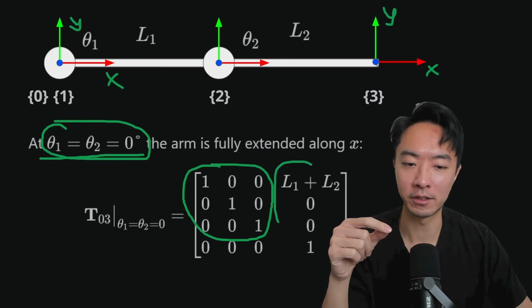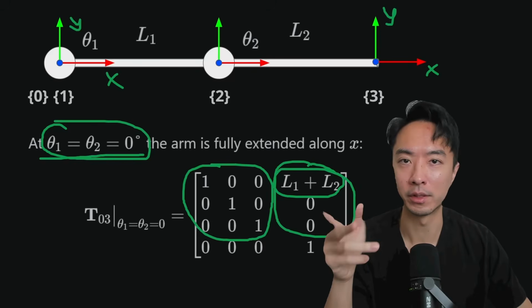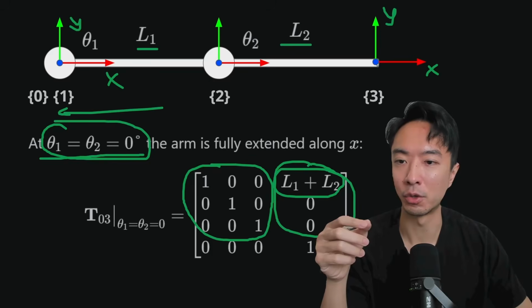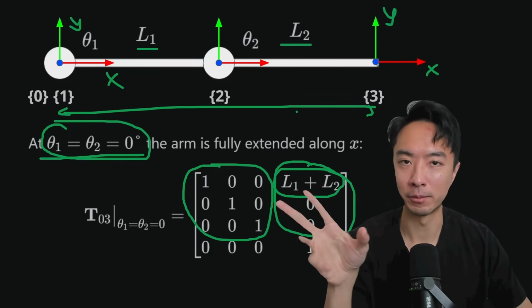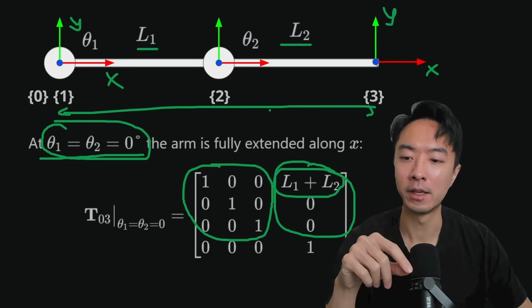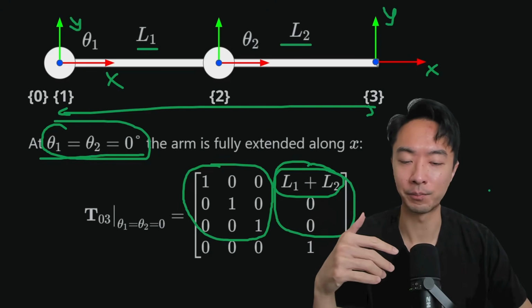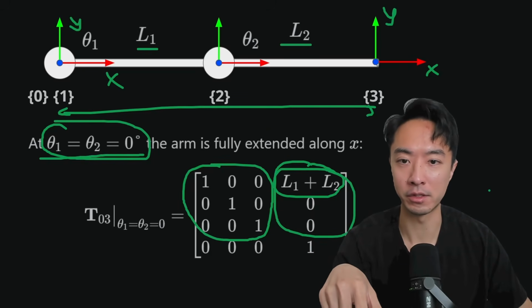The position vector here is going to be only the x component. We have L1 plus L2, which is the total length that goes from frame 0 to frame 3. So it actually makes sense. This configuration is what we expect looking at it visually based on the results.